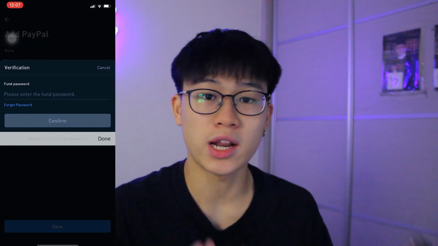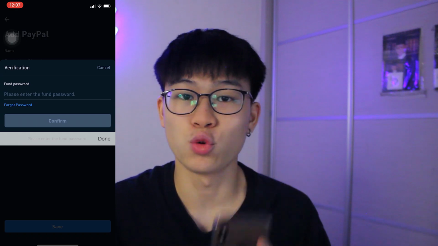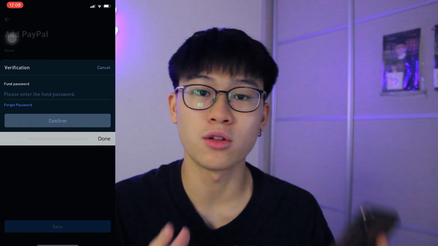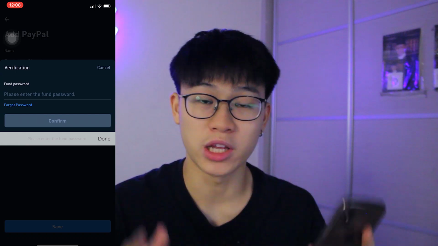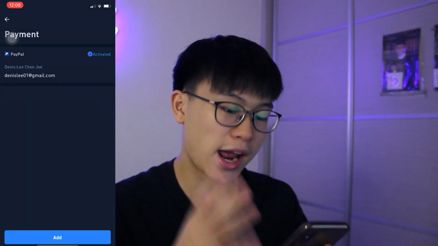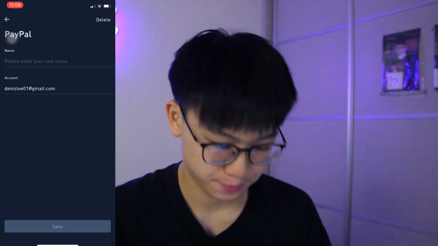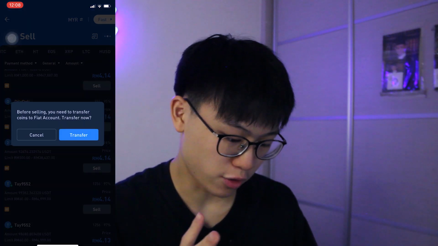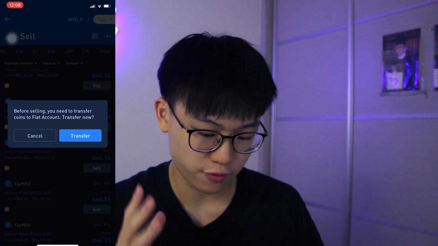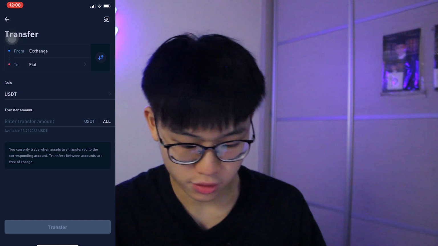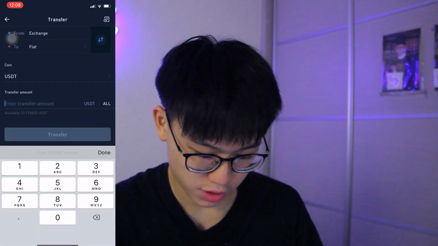Right here, we're going to type in our fund password, which you are required to create before you actually sell your US tethers into Malaysian ringgit. So right now it is activated. Let's go ahead and just withdraw that money. Oh wait, I forgot to transfer my coins into my fiat account. Let's just go ahead and transfer this to fiat. Enter the transfer amount, which is around 13.7.